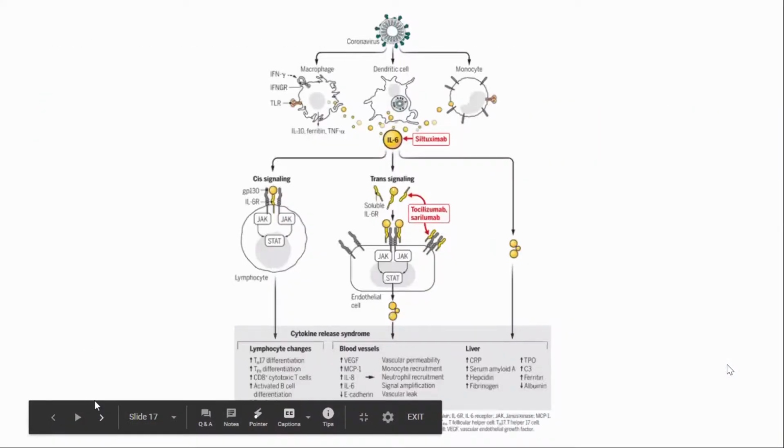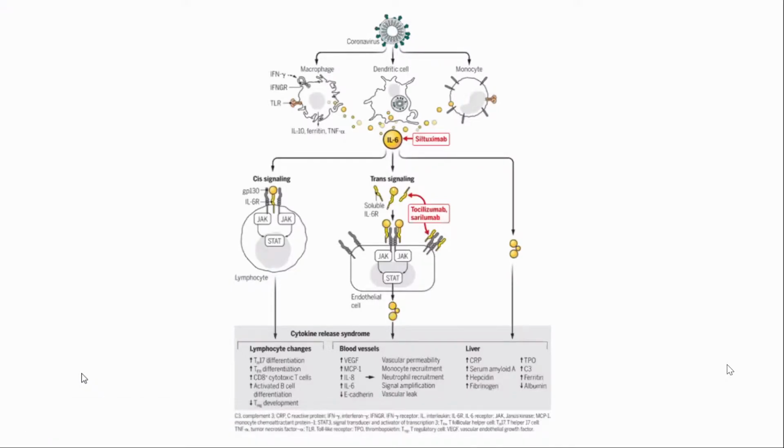The trans signaling leads to an increase in VEGF, an increase in MCP1, and a further increase in interleukin-8 and interleukin-6. So it's going to be a cytokine storm.